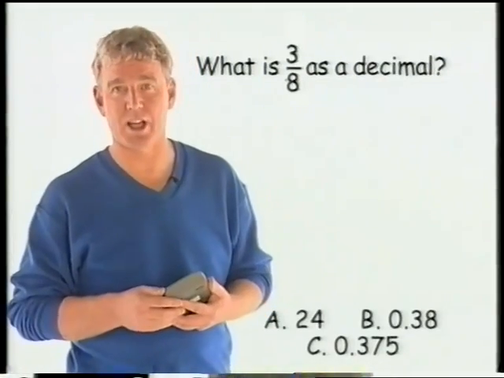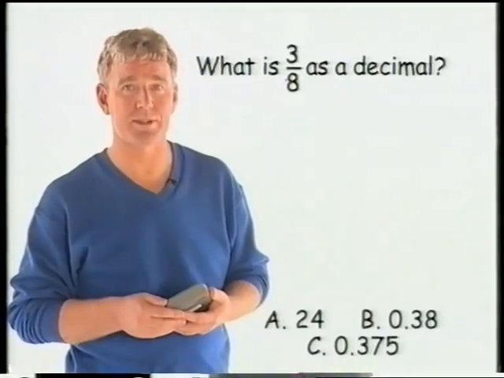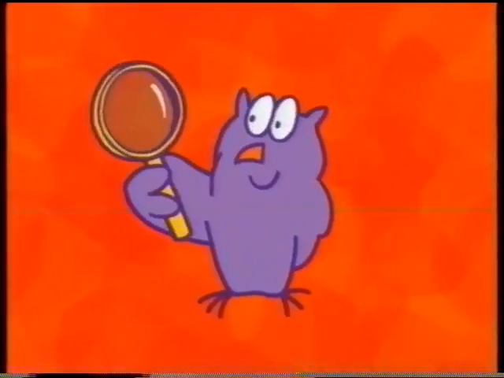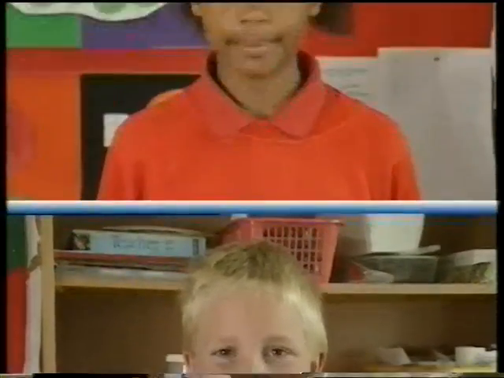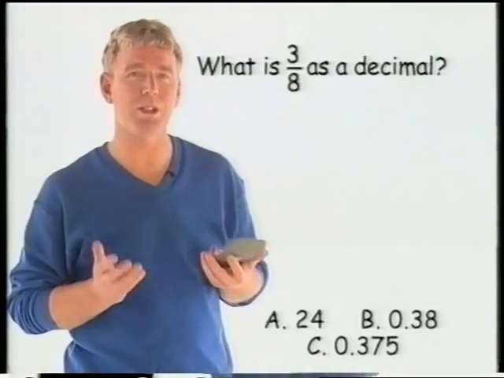Don't worry if you're a bit stuck. Here's the maths team with some tips. To turn a fraction into a decimal, divide the numerator by the denominator. A denominator is the number on the bottom. The numerator is the number on top. What's your answer now?